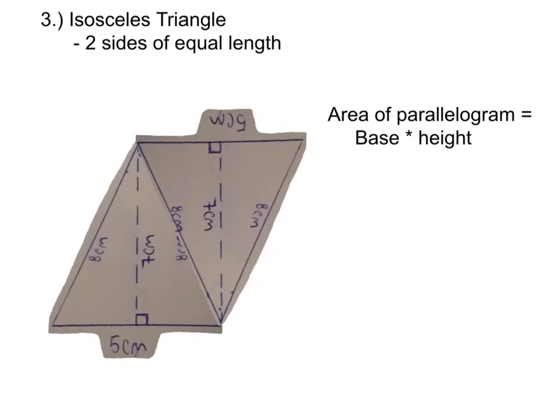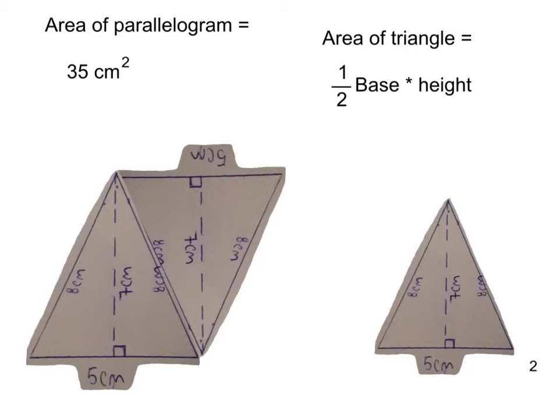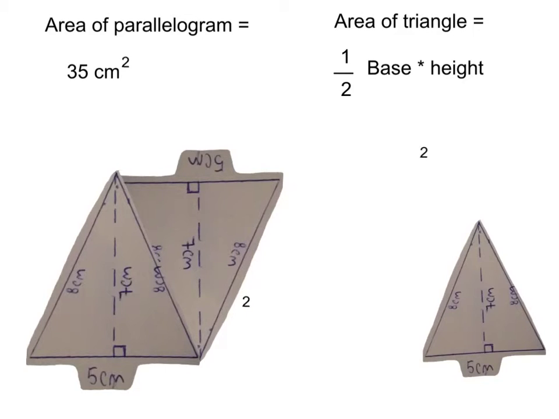However, we want to find the area of this triangle. The area of the triangle is just half that area of that parallelogram. To find the area of the triangle, we just take half of 35 centimeters squared. In other words, we take 35 centimeters squared and divide it by 2. And half of 35 centimeters squared is just 17.5 centimeters squared, which is the area of that triangle.